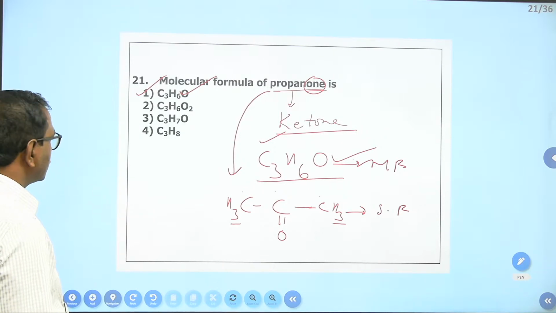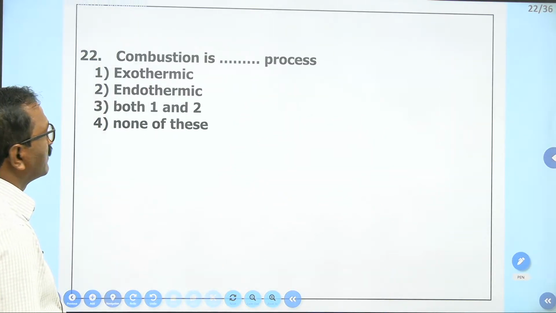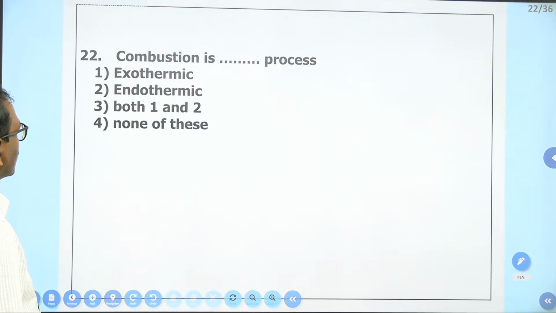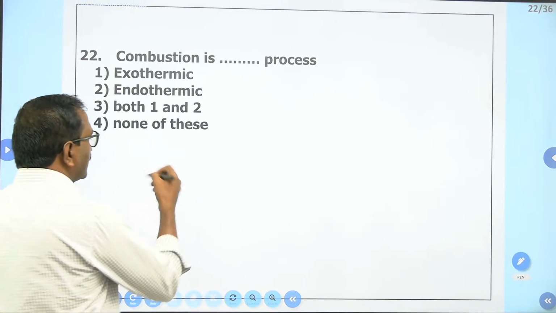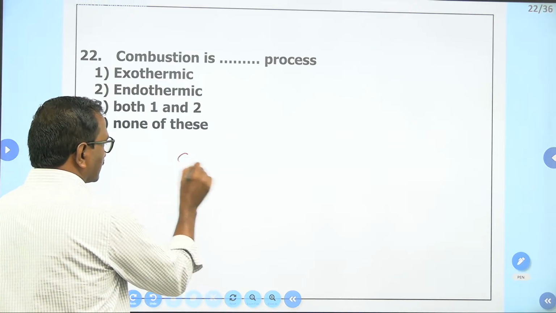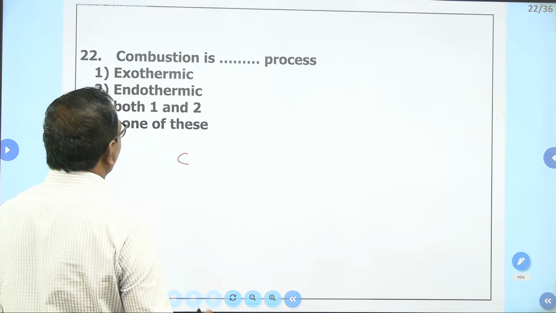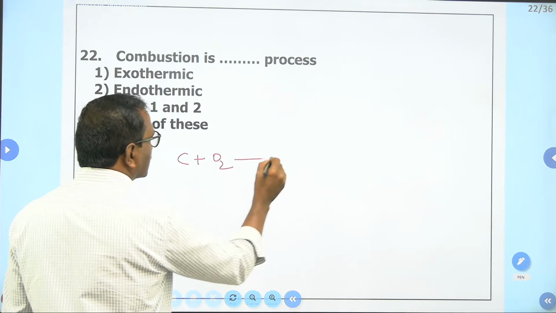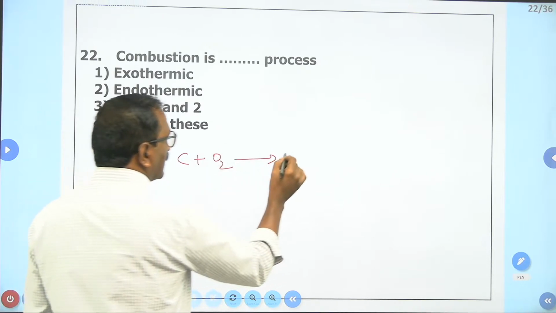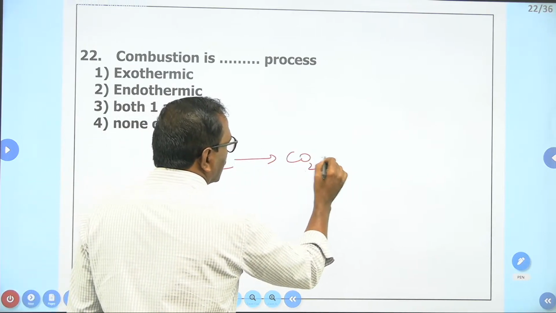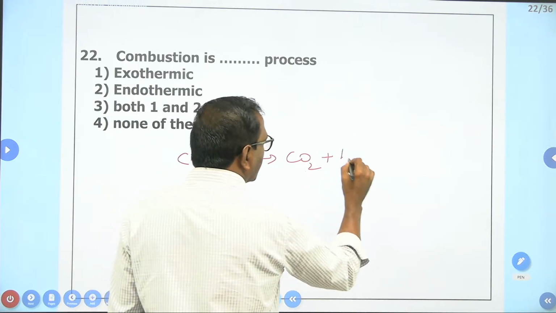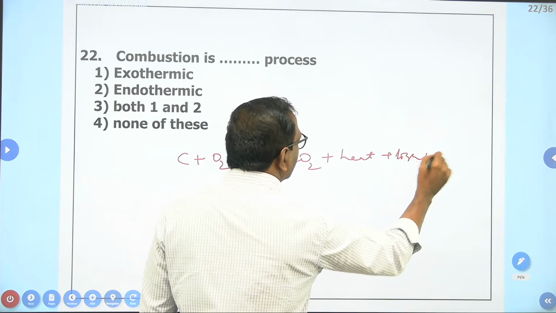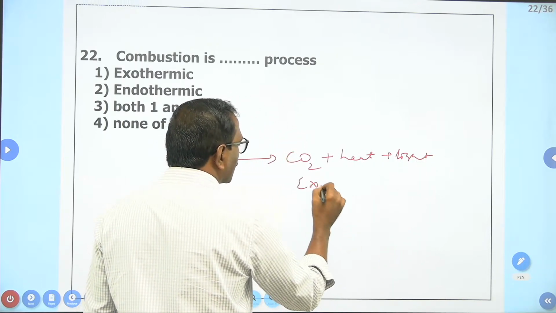Now next one. Combustion is a dash process. Remember, any species containing carbon, generally one or more carbon atoms or carbon alone, burns with oxygen of air. Combustion means at a suitable temperature, always forming water, H2O, and a large quantity of heat and light is liberated. Hence, this process is always exothermic.